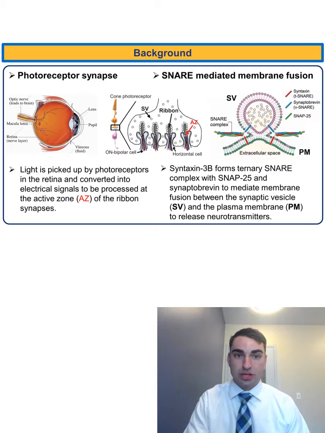A little background on syntaxin 3B. Syntaxin 3B regulates SNARE assembly in the retinas. SNARE assembly happens when light is sensed by the photoreceptors in the retina and converted to electrical signals that are processed at the active zone. And this is followed by synaptic vesicles tethering to the ribbon synapses by the SNARE complex consisting of syntaxin 3B, synaptobrevin, and SNAP25. If SNARE complex assembly does not happen properly, because diseases such as X-linked retinoschisis that impact the area disrupt communication between photoreceptors and on bipolar cells, it causes blindness.